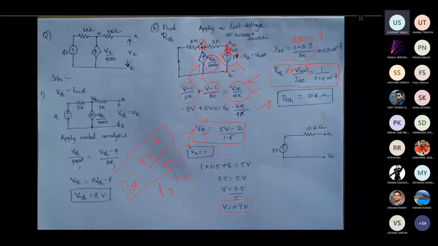When you have a dependent source alone in the circuit, for the dependent source you have one control variable, that is Vx. You cannot know the value of Vx unless there is some current or voltage you know about the circuit. Here we do not have anything to find the RTH directly. So what I'm saying is we have to find the RTH. In order to find the RTH, what do we need to do? We have to short circuit the independent voltage source and open circuit the independent current source.